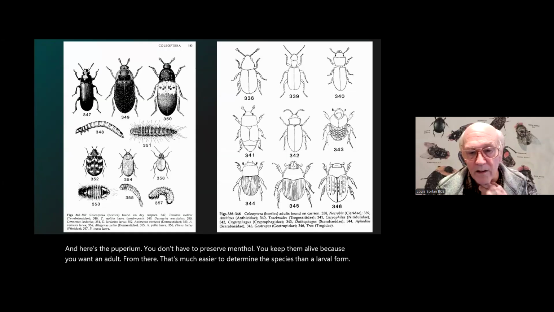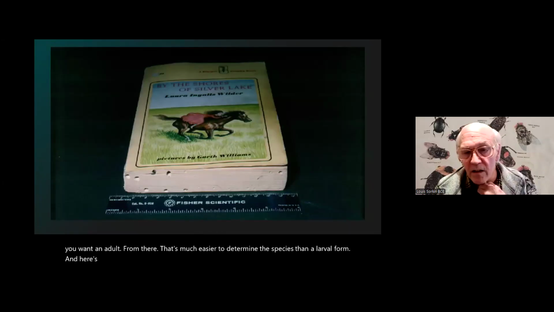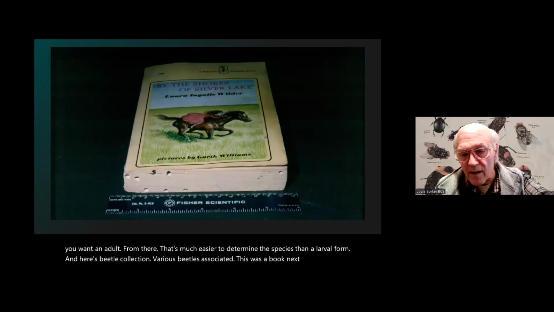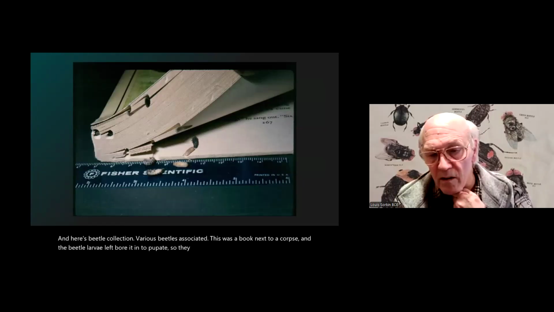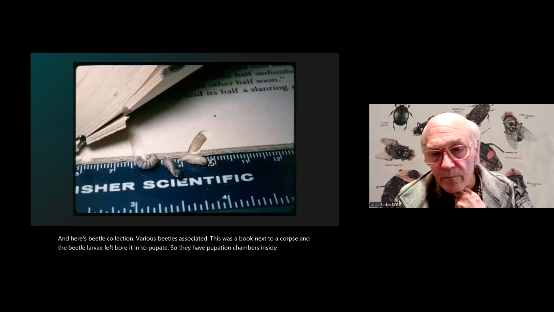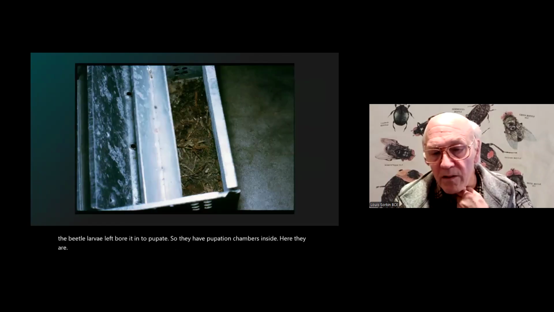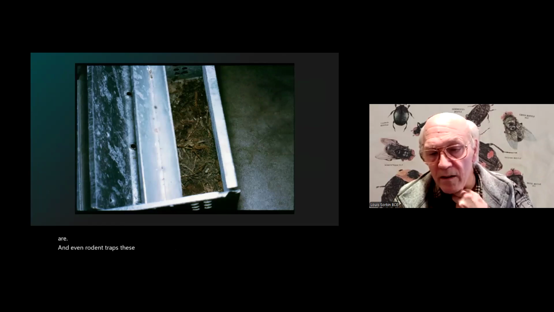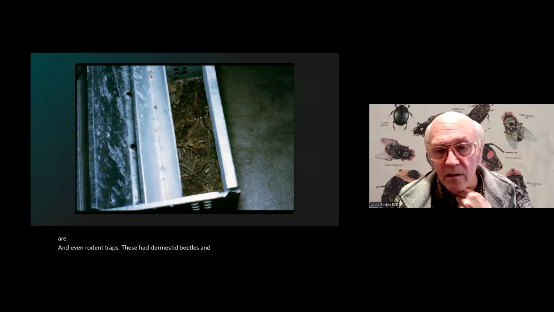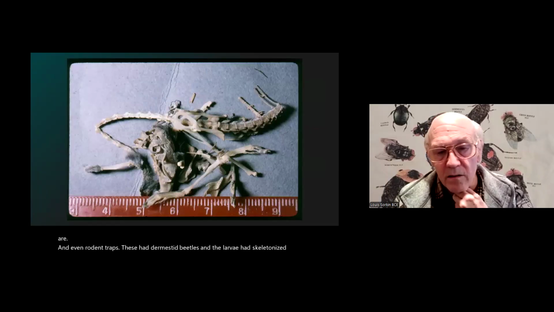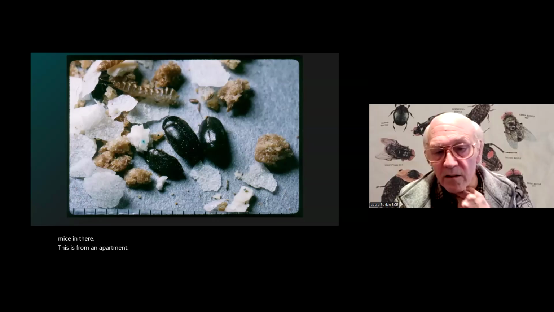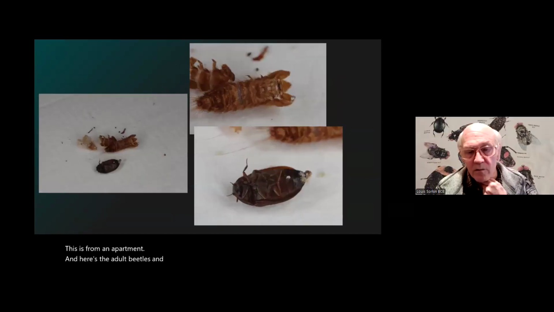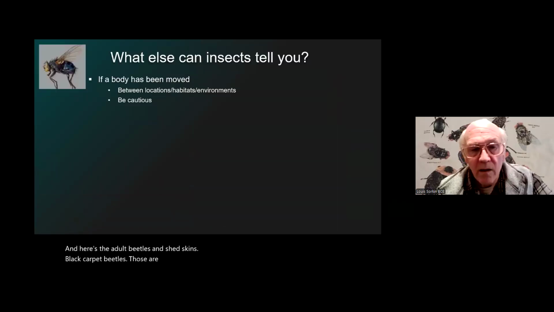And here's the beetle collection, various beetles associated. This was a book next to a corpse, and the beetle larvae left bored in to pupate. So they have pupation chambers inside. Here they are. And even rodent traps. These had domestic beetles, and the larvae had skeletonized the dead mice in there. This was from an apartment. And here's the adult beetles and shed skins, black carpet beetles. Those are the ones in homes, very common.